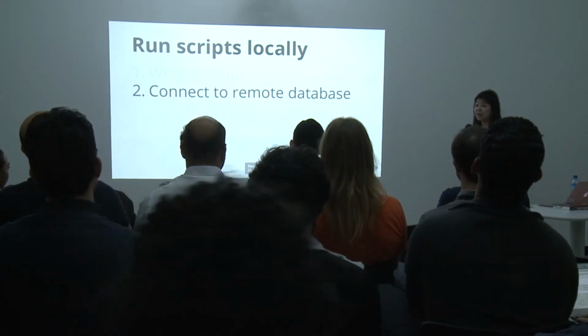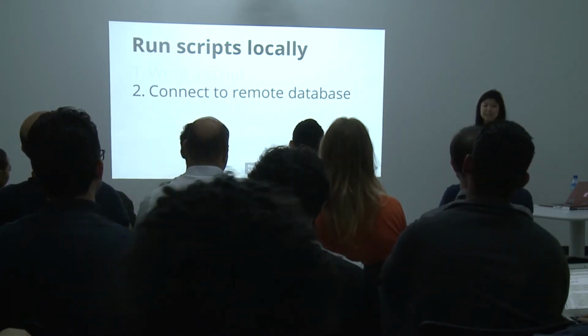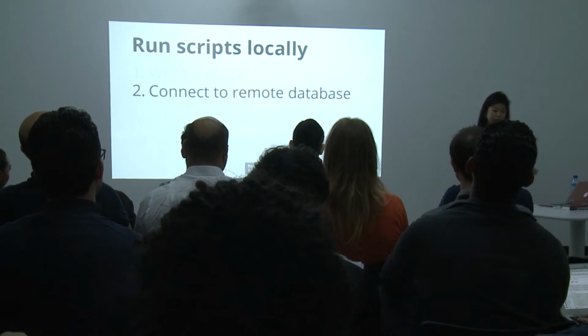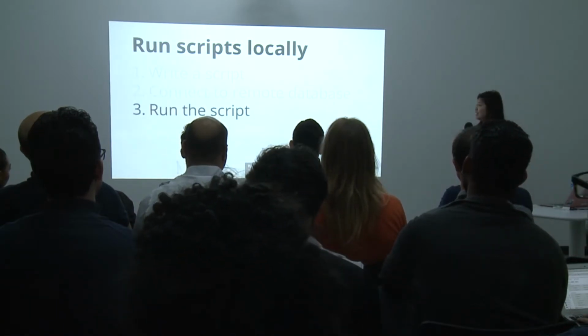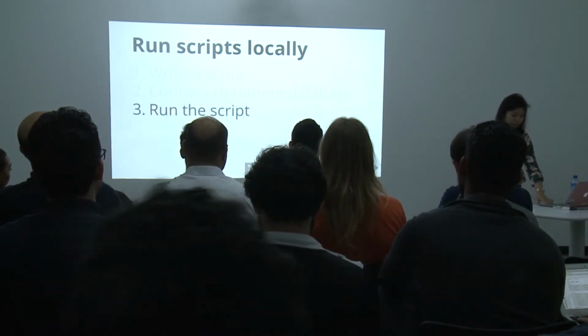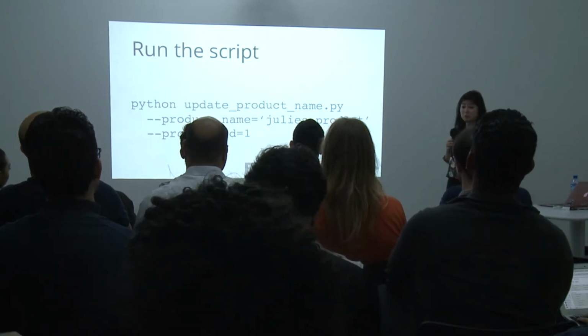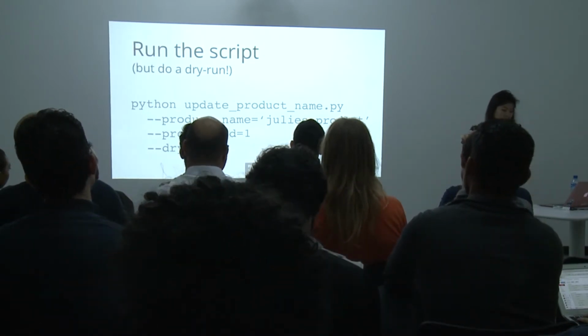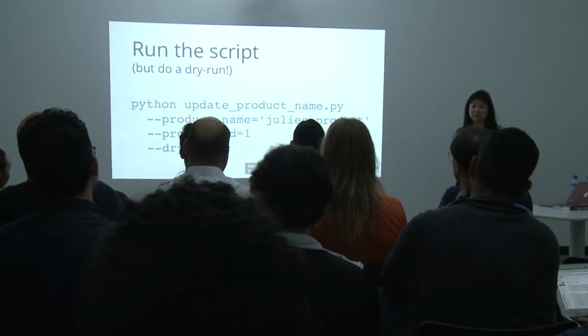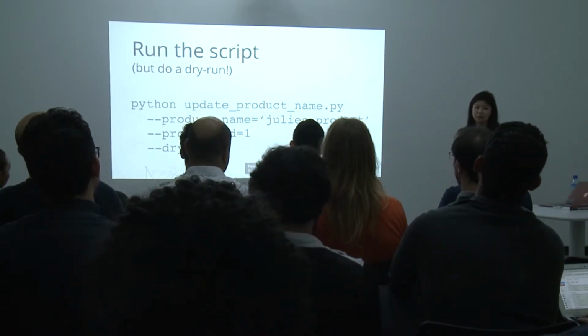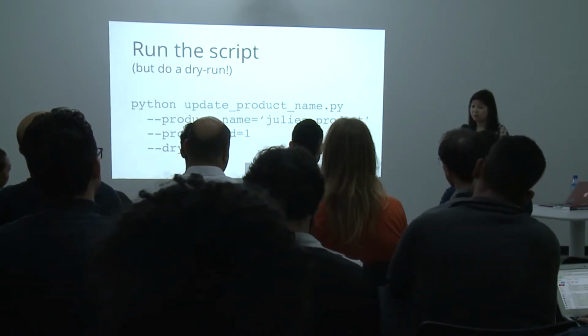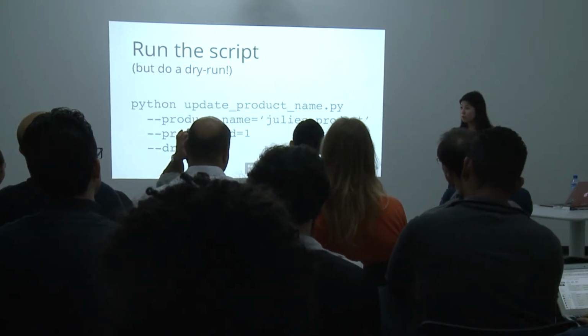Next, we're going to form a connection to the remote database. You can do this either using a VPN or SSH gateway. And lastly, just run the script from your terminal. In Python, this is what this command would look like. But I often like to write my scripts in such a way that I can add a dry run flag, so that way I can preview the results before I ever commit them. So what's great about this strategy?